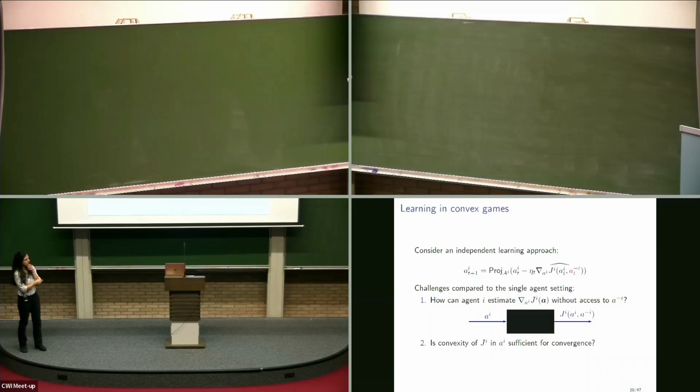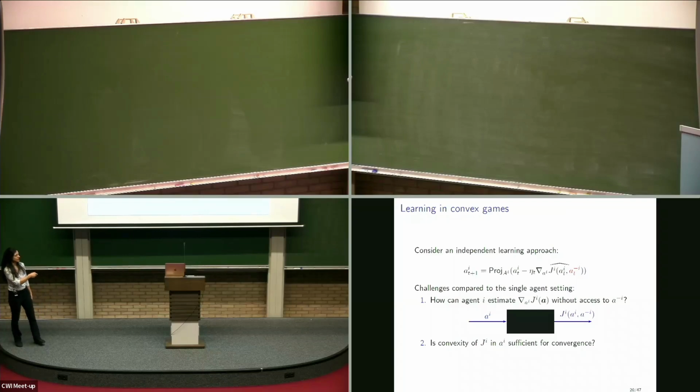The second challenge is: is convexity of J_i in a_i sufficient for convergence? We will see that local convexity is not enough for convergence of these algorithms, and we will see what sufficient conditions we would need. Okay, questions about the setup? Okay, so I'll first focus on the first challenge.